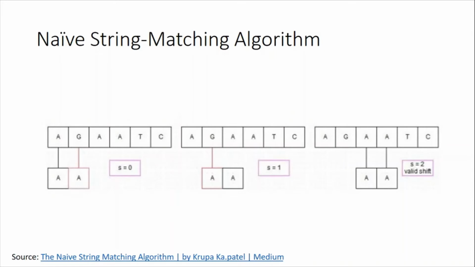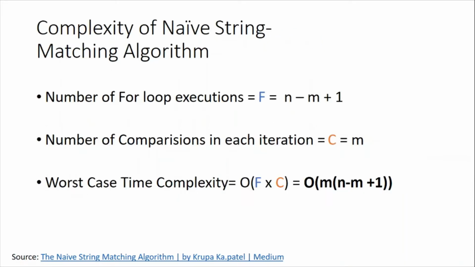So this is how its visualization would be. Now to calculate the complexity of the naive string matching algorithm, we have to take account of the for loop executions that it takes in shifting the pattern string and the number of comparisons it performs within each iteration. So the worst case would be the product of these two variables.